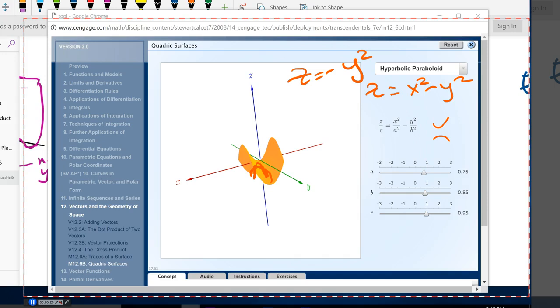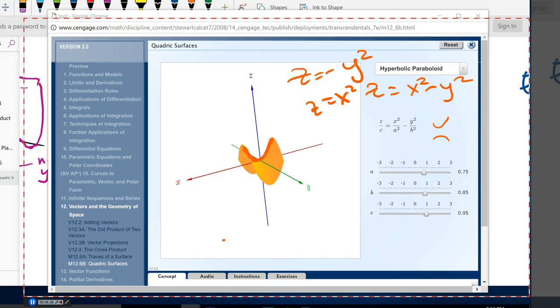It's in the yz plane. It's kind of hard to draw, but in the yz plane, let me draw it. Yeah, this one. You have upside down parabolas. And then when y is 0 in the xz plane, you have z equals x squared. You have parabolas that are pointing up. And that's like right here.